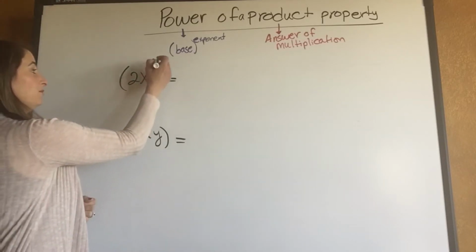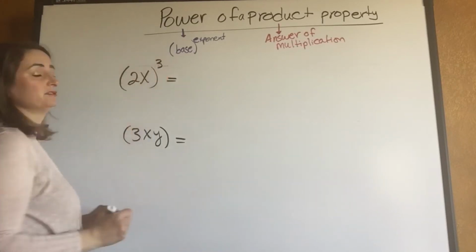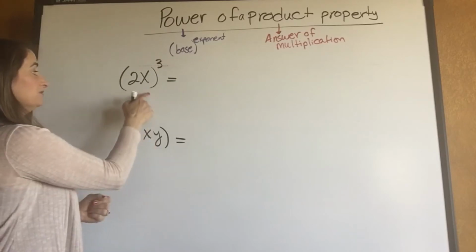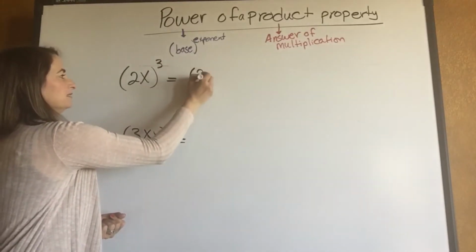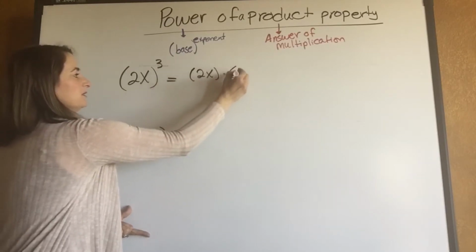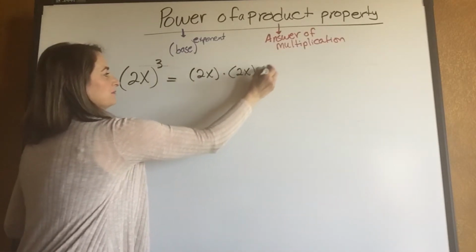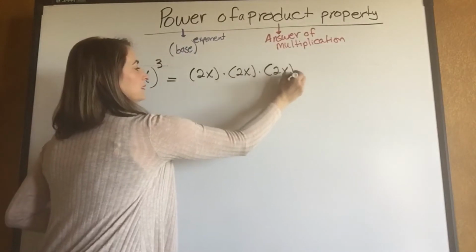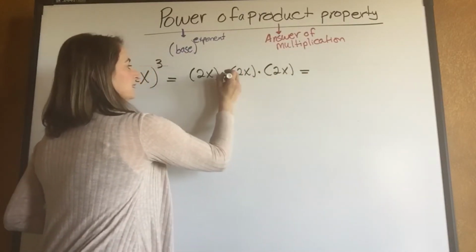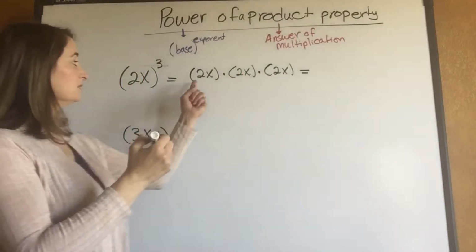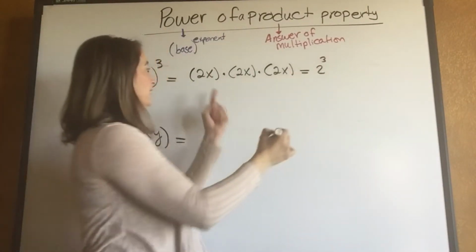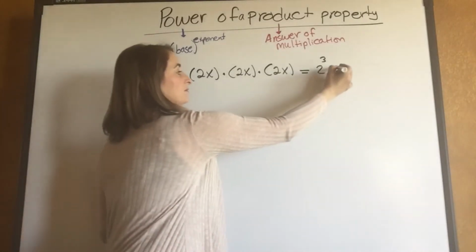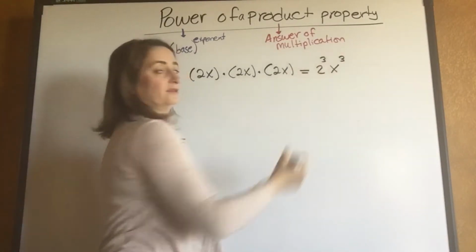But then I need the power, so let's say an exponent of 3. So now you have a base of 2x repeated 3 times. So let's use repeated multiplication of 2x times 2x times 2x. Now write the answer in exponents. 2 is repeated 3 times, so 2 to the power of 3. And x is repeated 3 times, which means x to the power of 3.